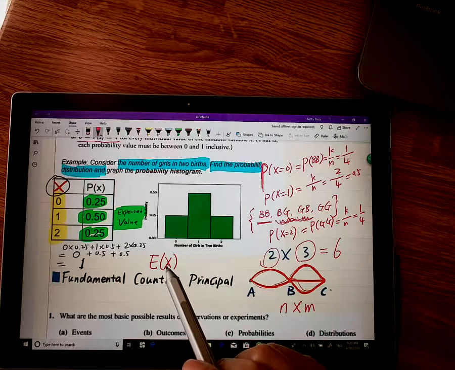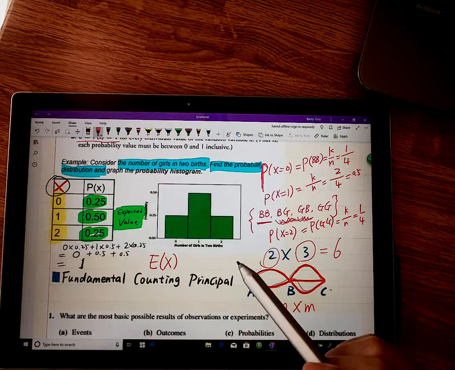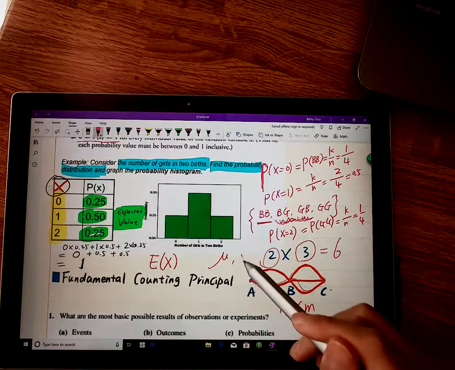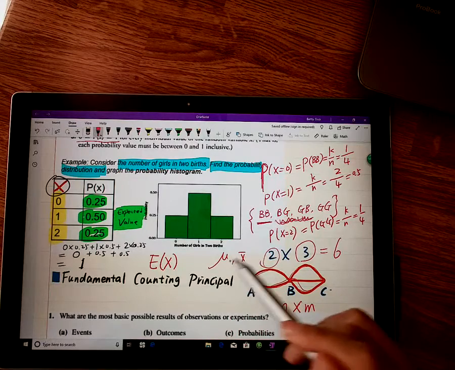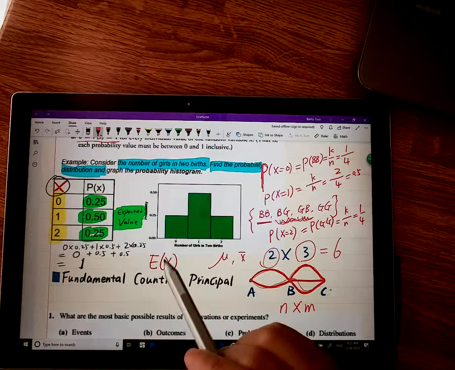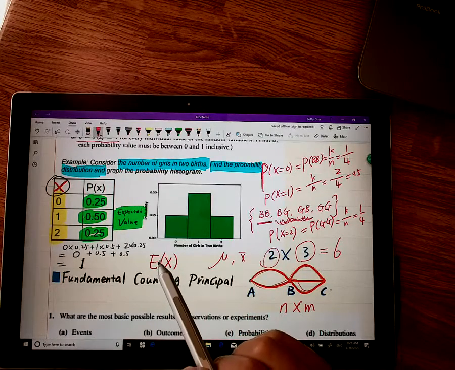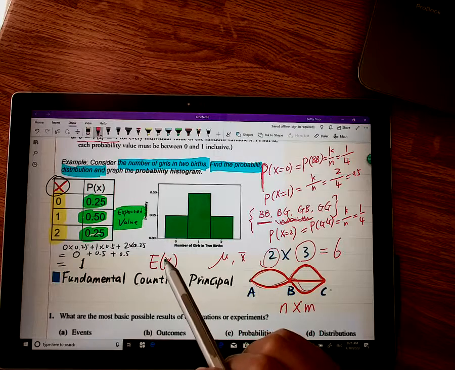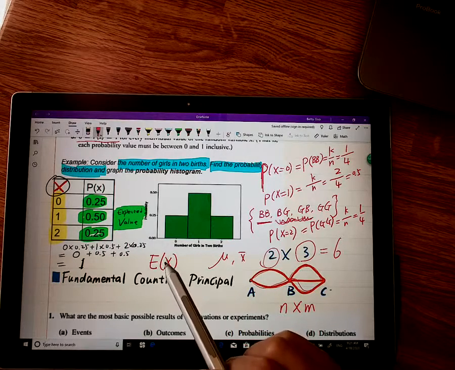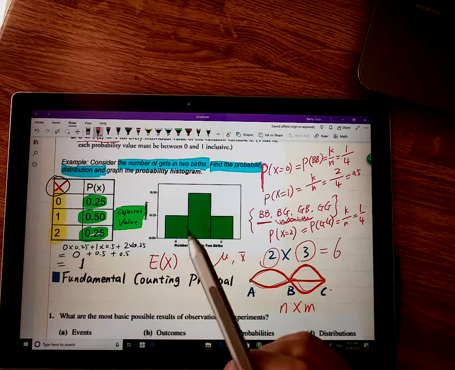In previous sections, we have learned the measurement of centers for a sample and a population, right? Do you guys remember mu and x bar? Mu is the population mean, x bar is the sample mean. And E of x here describes the center of a random variable x. If the random variable x represents the population, then E of x is mu, the population mean.